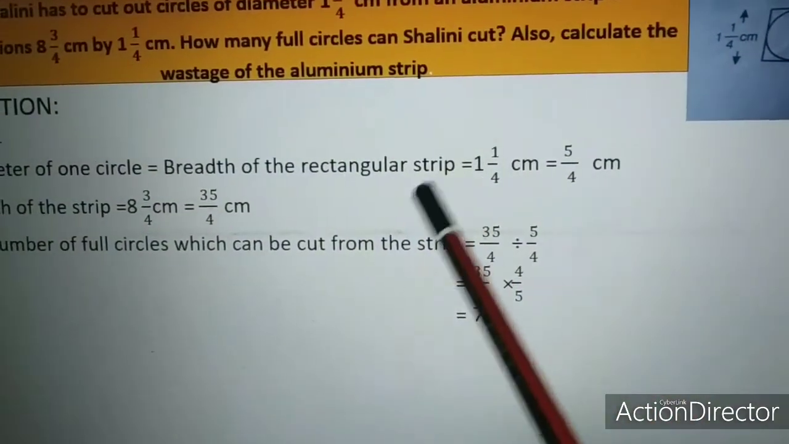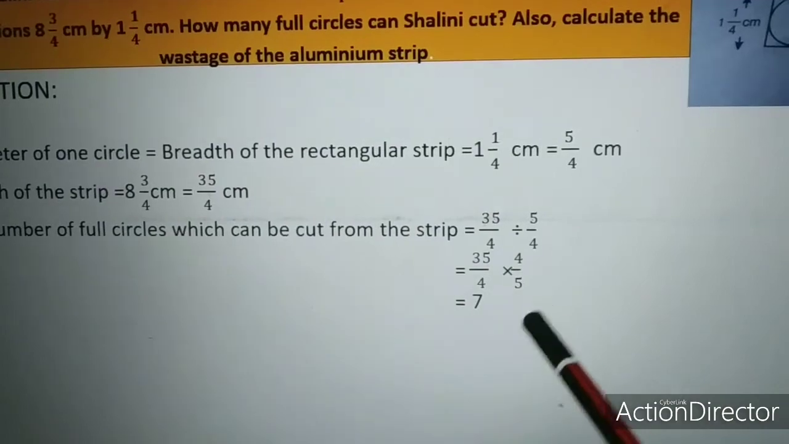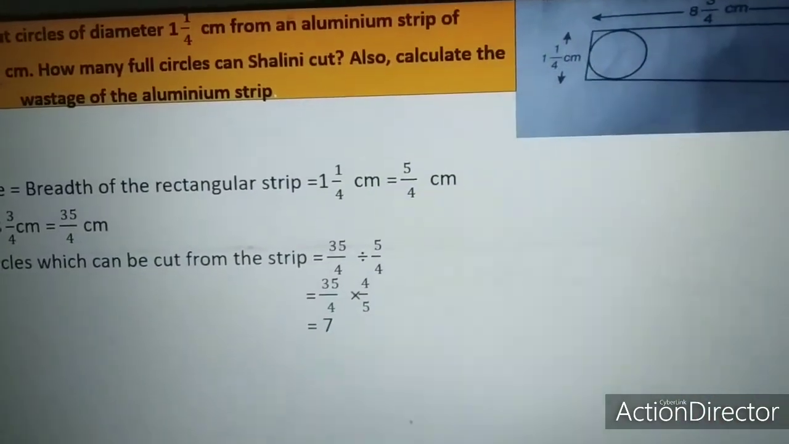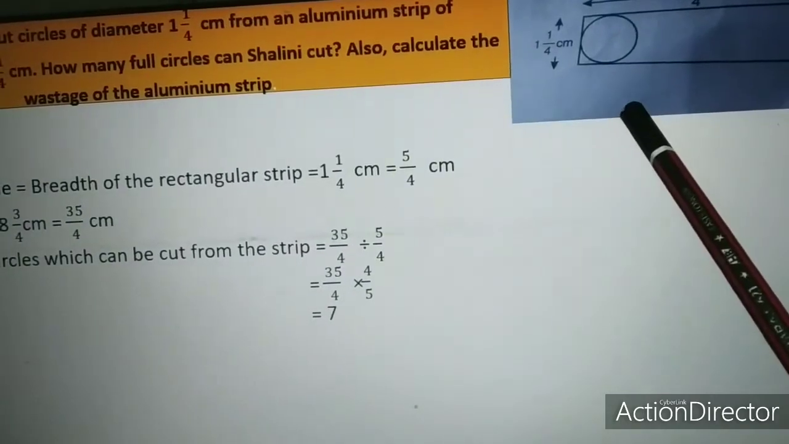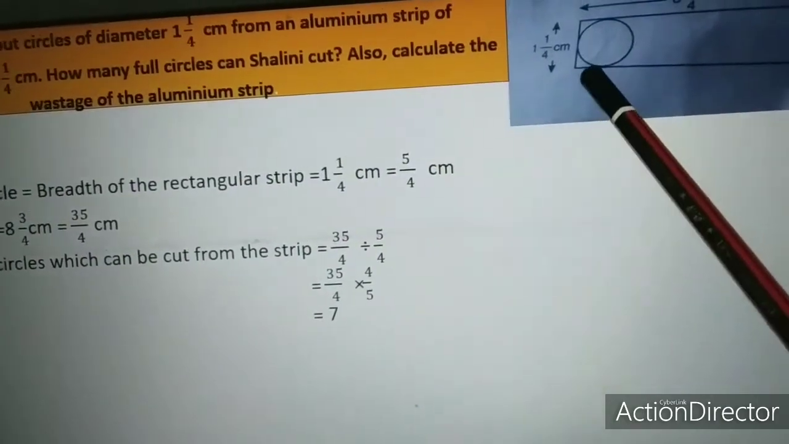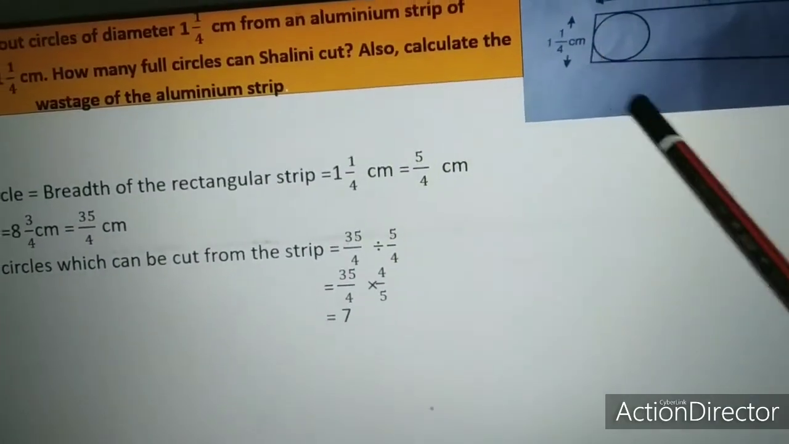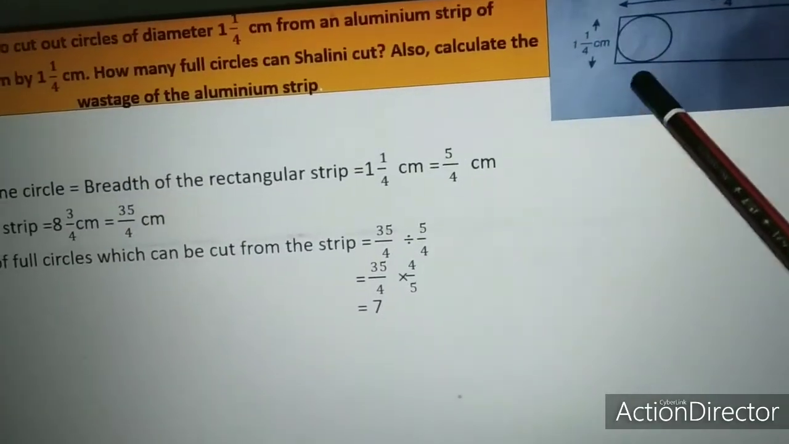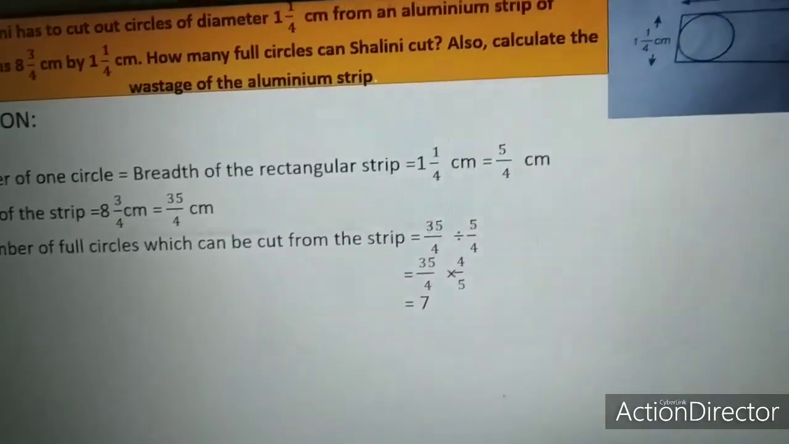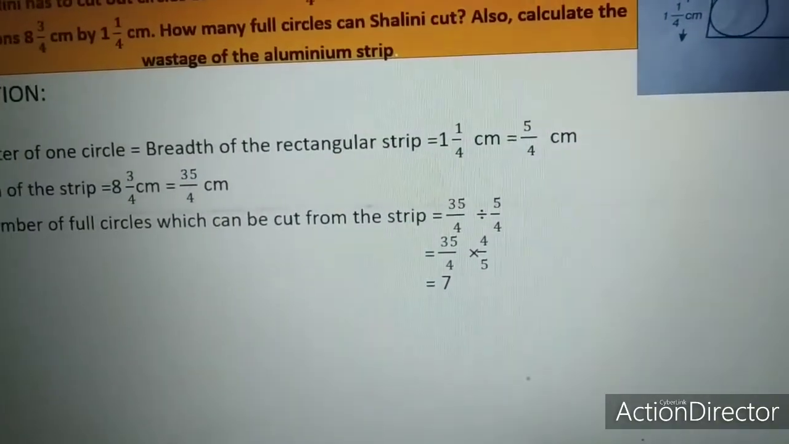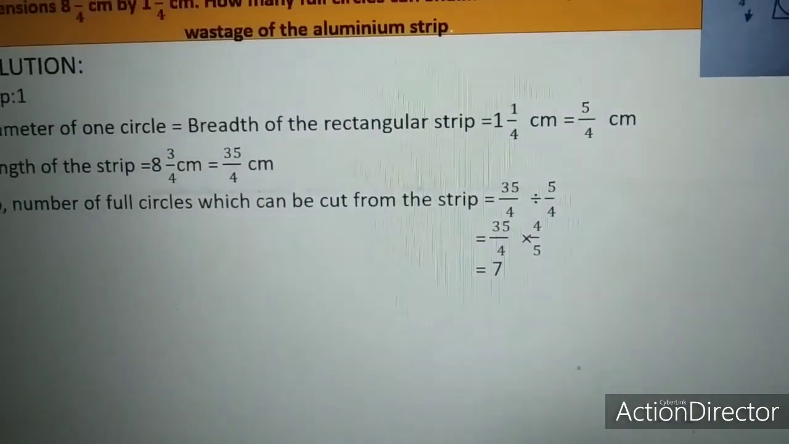So the first step is to calculate the number of circles we can cut from this rectangular strip. The second step is to calculate the area of this aluminium strip, that is the rectangle. The third step is to calculate the area of 7 circles. And the fourth step will be area of rectangle minus area of 7 circles. So let us move on step by step.